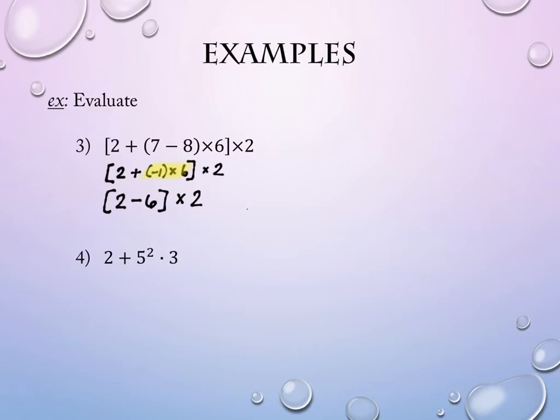Okay, now we're still inside of the brackets, parentheses, they're the same thing. Now I need to do the 2 minus 6 part. Yes, I know there's a multiplication, but I'm still doing simplification inside parentheses before I move on. 2 minus 6 would be negative 4, and then finally now I have the negative 4 times the 2 at the end, which will give me a negative 8.